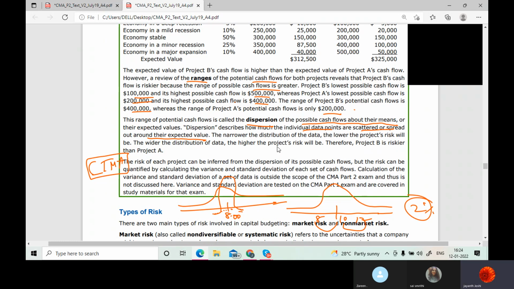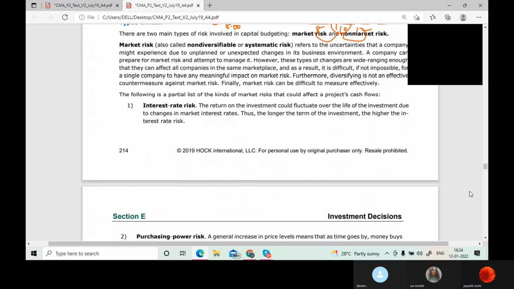So the deviation is studied by dispersion. Dispersion is nothing but the study of deviation. Okay, the narrower the distribution of the data, the lower the risk of the project. That means the more you are near to the mean, the less risk. The more you are away, see, I'll just write down.